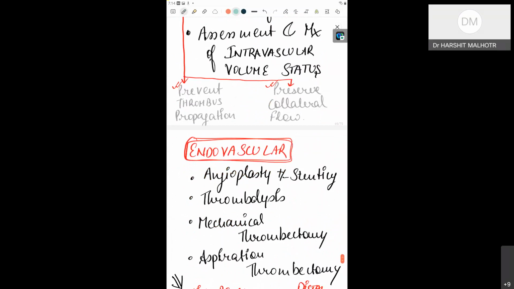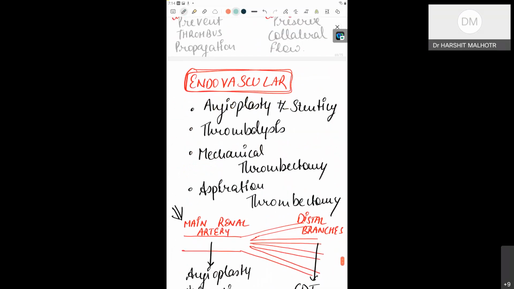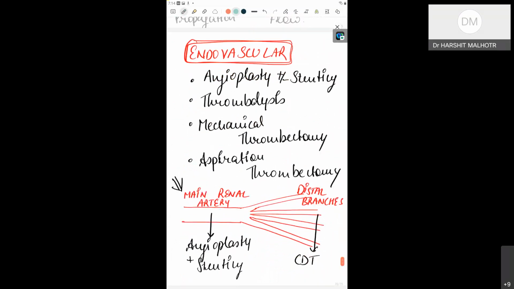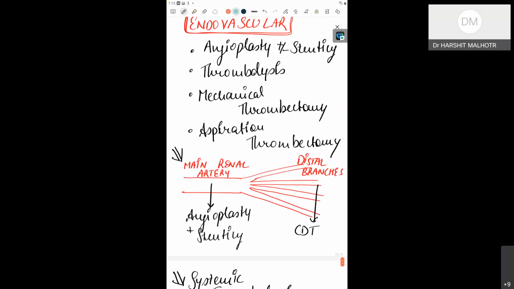Then endovascular procedures, again angioplasty plus or minus stenting. Actually, angioplasty and stenting is more commonly done for a renal artery thrombosis in a diseased vessel because of the renal artery stenosis which is there. Thrombolysis can be done. Similarly, like CDT, mechanical thrombectomies can be done, and aspiration thrombectomies are basically CDTs which are performed.